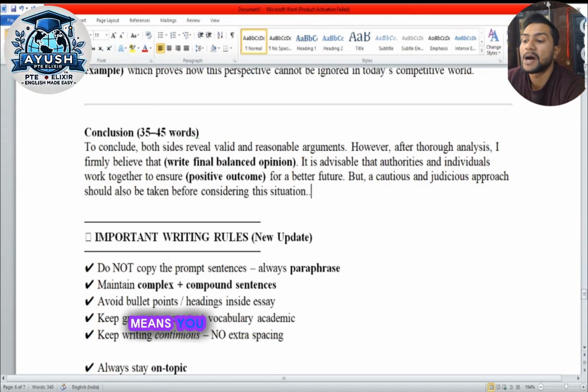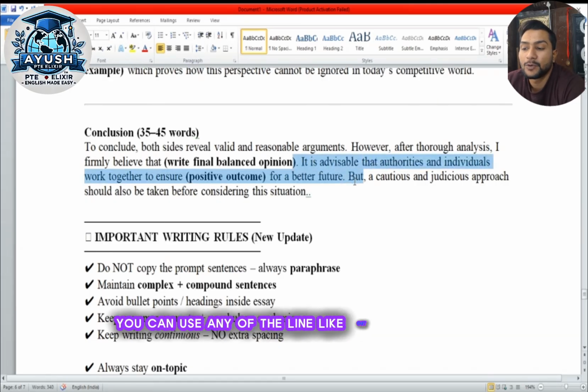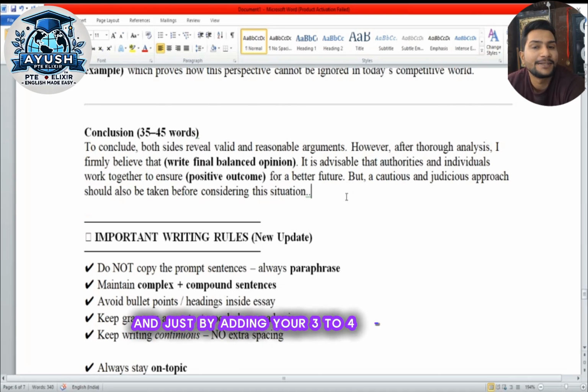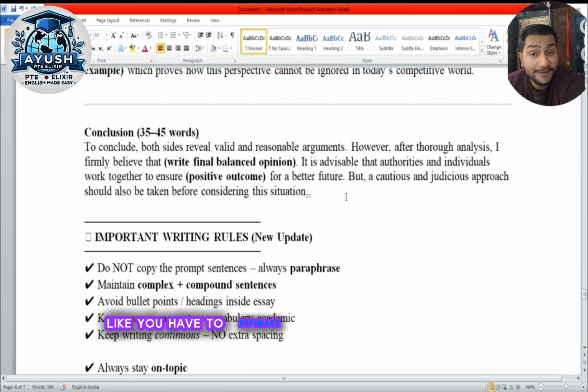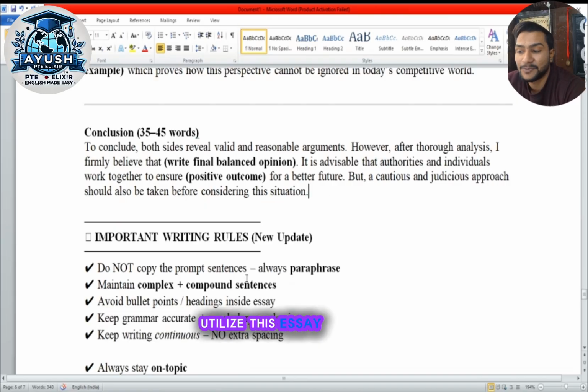Means you are giving them a solution as well. You can use any of the lines out of these two. So that's how you have to write your essay. That will definitely work in your exam, and just by adding your 3 to 4 lines overall, you have to rephrase them and utilize this essay properly.